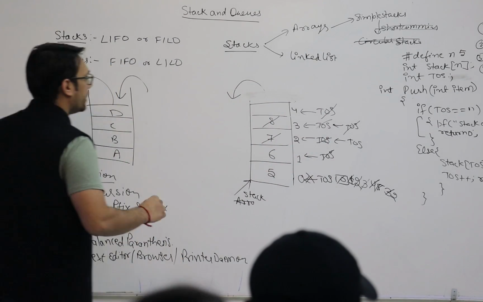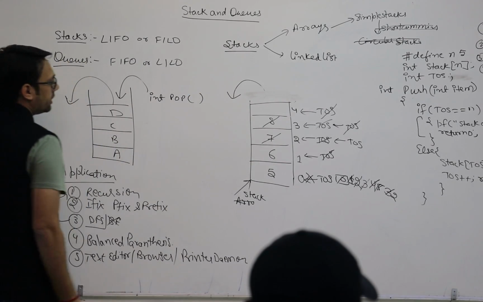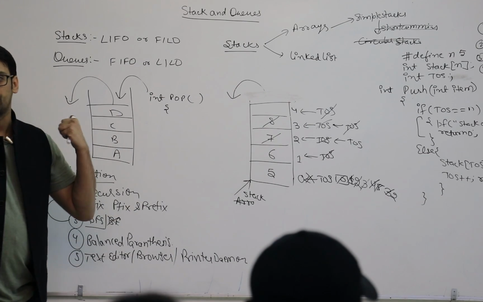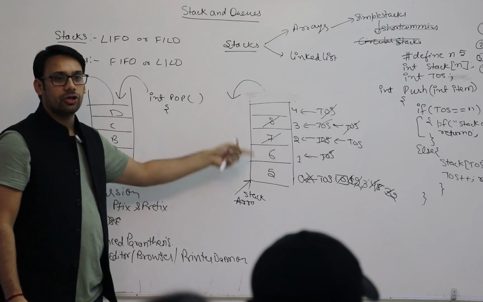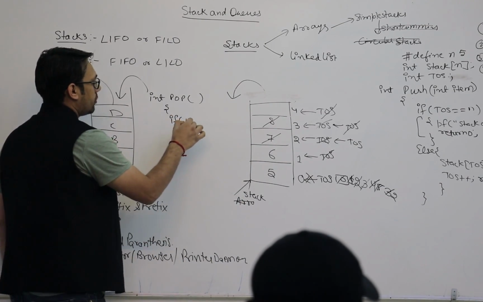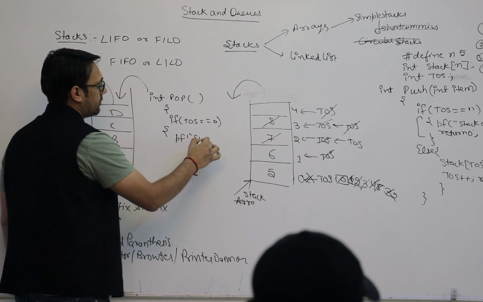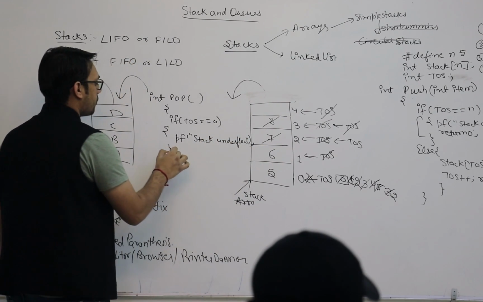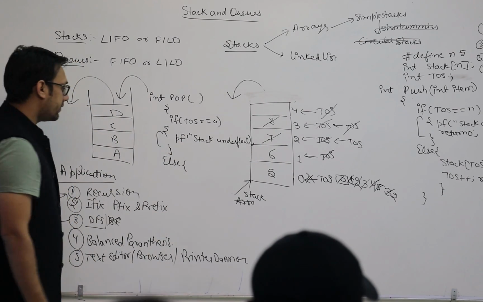Now we have to see a simple implementation of the pop function. So I'm going to say integer pop, and it is not taking any input arguments. So what is a pop function? That means you want to take something out of the stack. You cannot pop when the stack is empty. So if top of stack is equal to 0, then I can say printf stack underflow. Else I have to find out what the item is. For that I have to decrement top of stack.